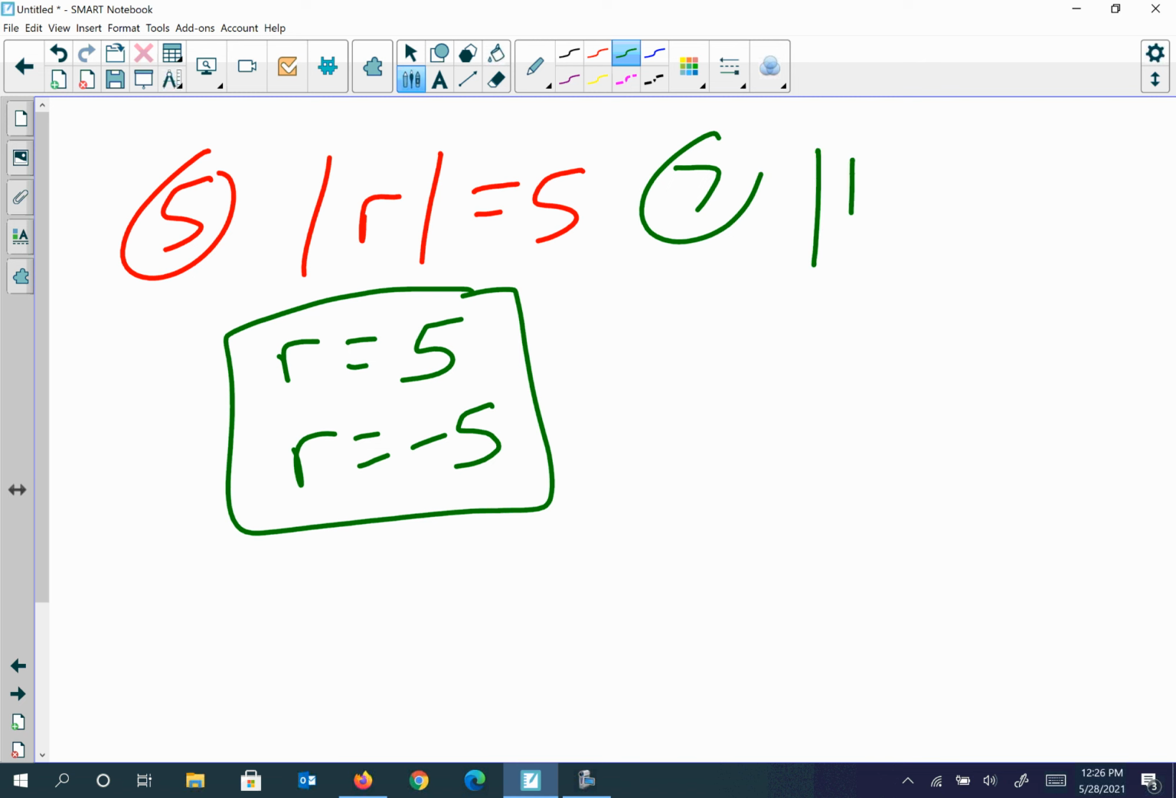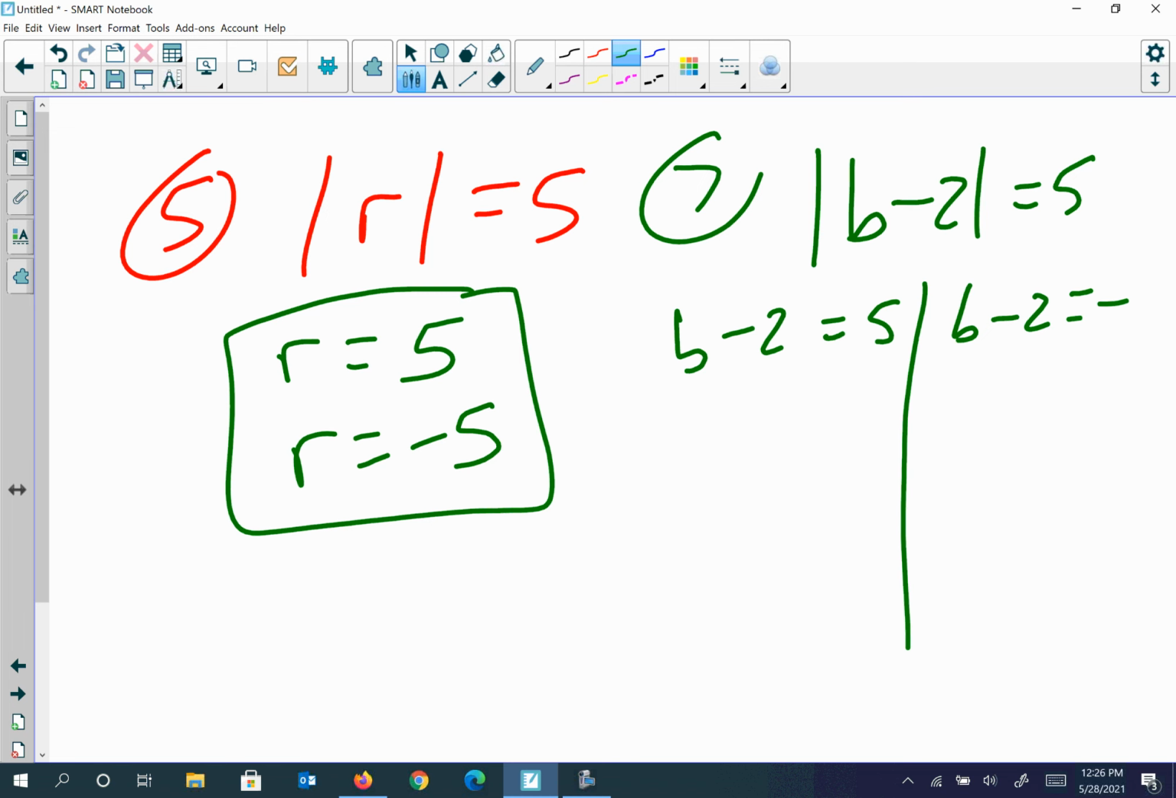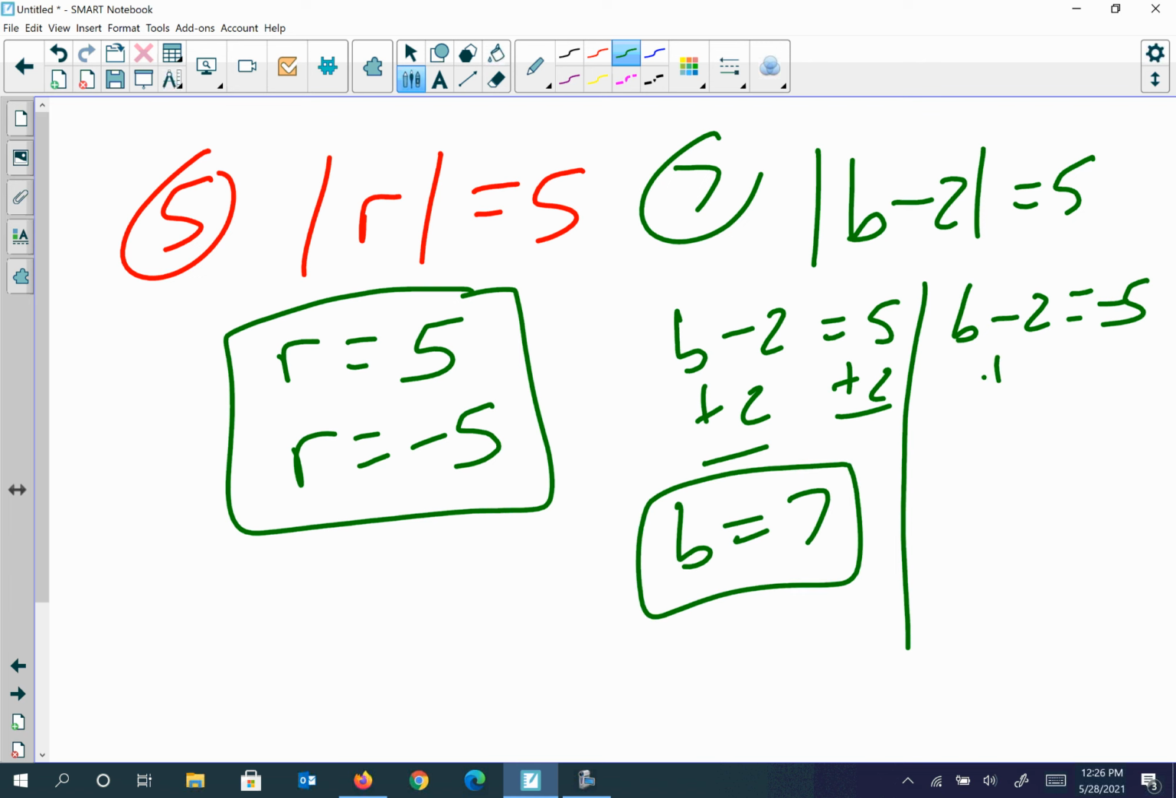Number 7, we have the absolute value of b minus 2 is equal to 5. All right, so we're going to get b minus 2 equals 5, and we're also going to get b minus 2 equals negative 5. So I'm going to add 2 to both sides. So I get b is equal to 7. Add 2 to both sides. So I also get b is equal to negative 3. If we plug those values in, we would get the correct answer. We'd still get 5.